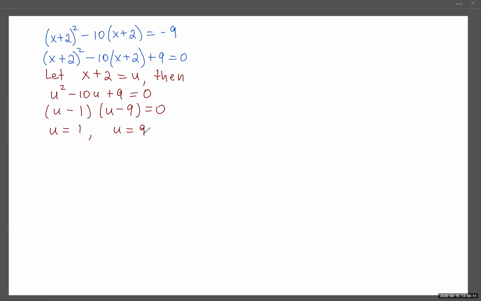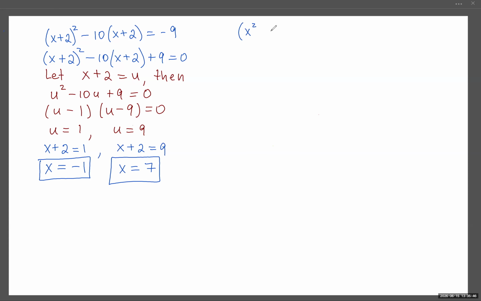Then I can go back to x's. X plus 2 was u, so x plus 2 either equals 1 or x plus 2 equals 9. Subtract 2 from both sides, x equals negative 1. Subtract 2 from both sides, x equals 7. So 2 answers here.